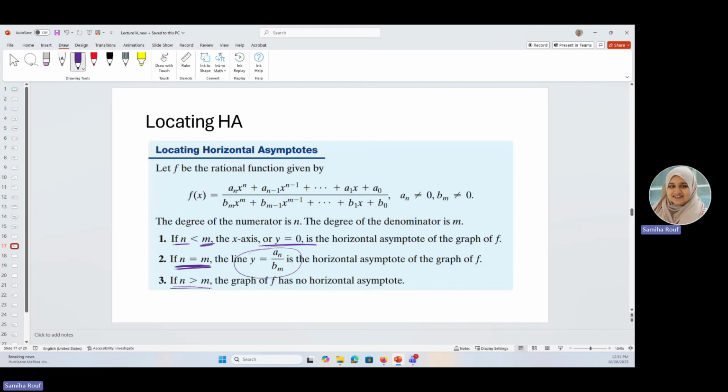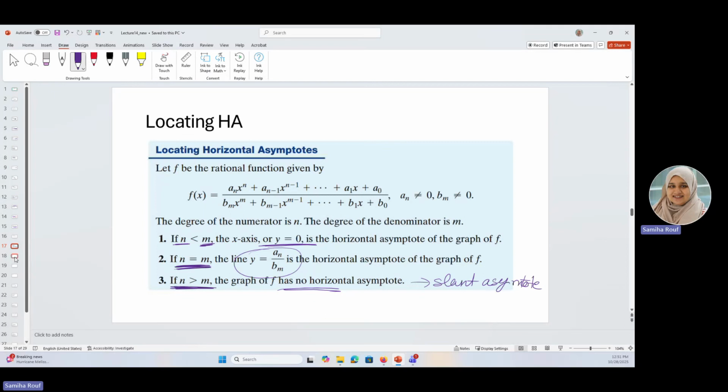And then finally, if the degree of the numerator is greater than the degree of the denominator, then you do not have a horizontal asymptote. You actually have a slant asymptote. That just means the asymptote is slanted or diagonal.